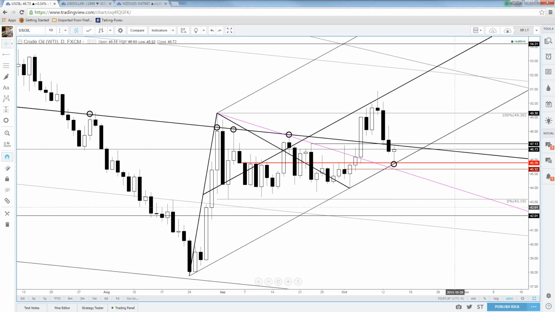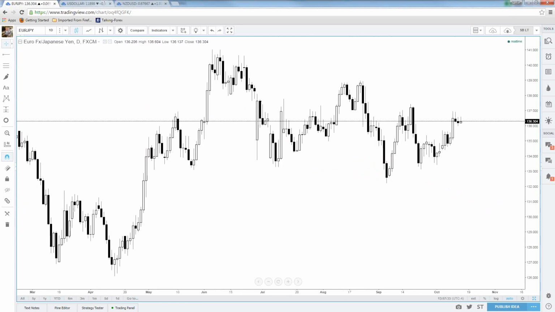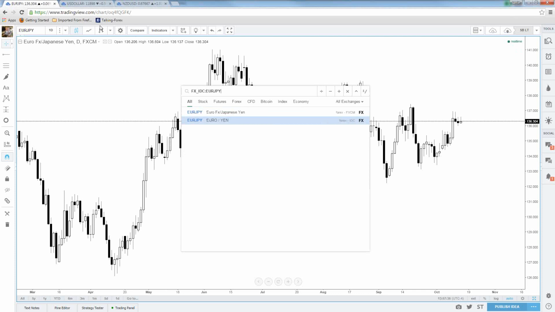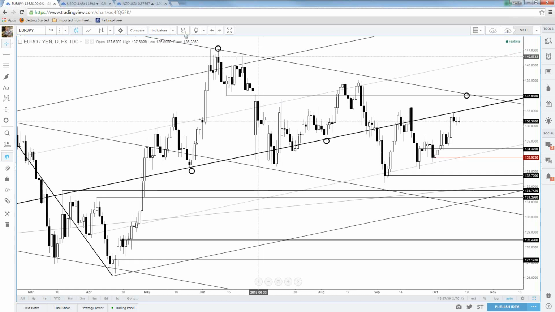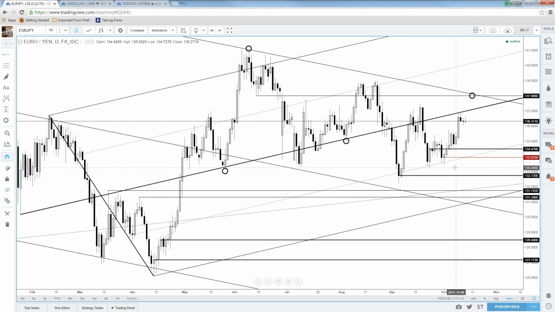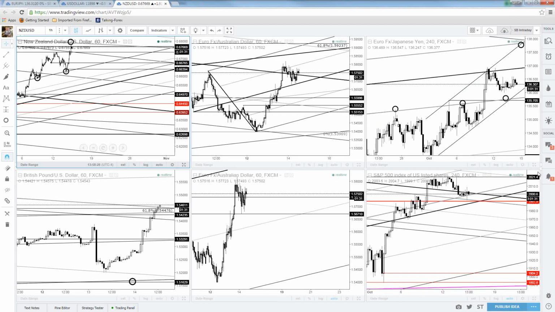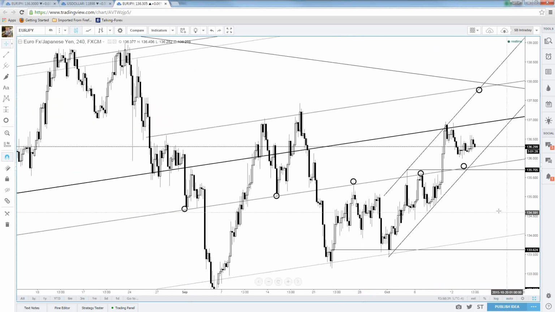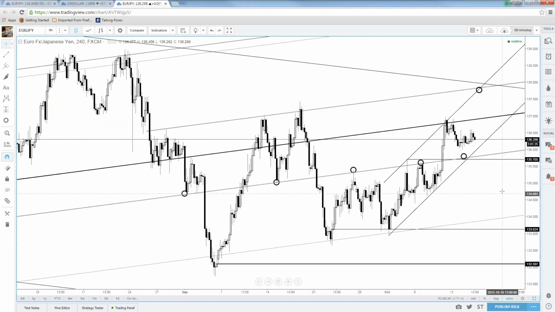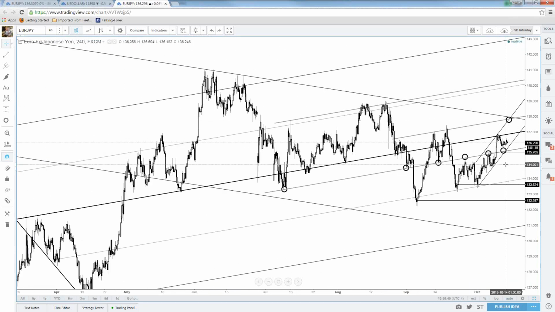Yeah, Bill asking about Euro Yen, sure thing. We'll look at Euro Yen real quick. So Euro Yen, it's a daily chart. Oh, here it is. I got it right here. All right. So with Euro Yen, it's a 4-hour chart. This should do.